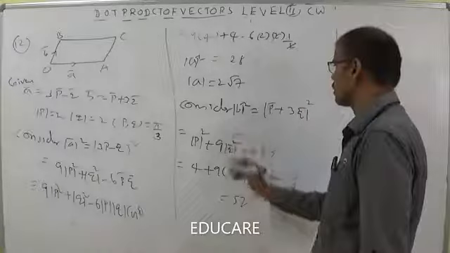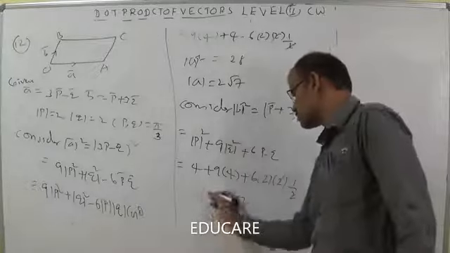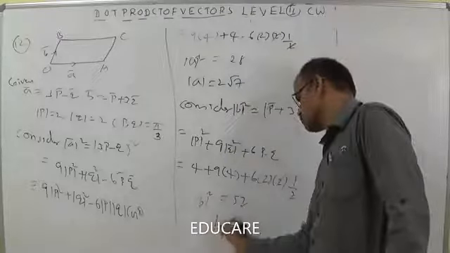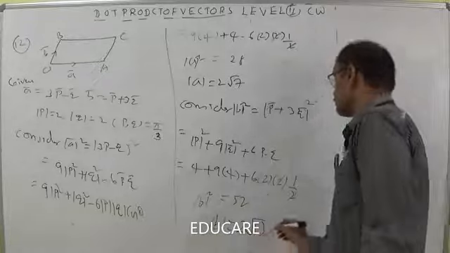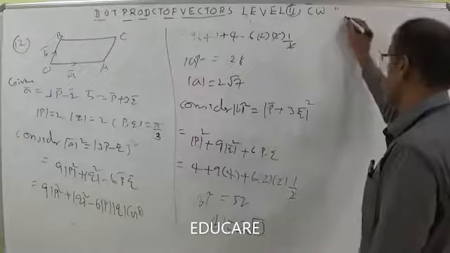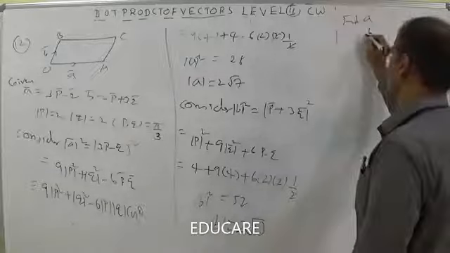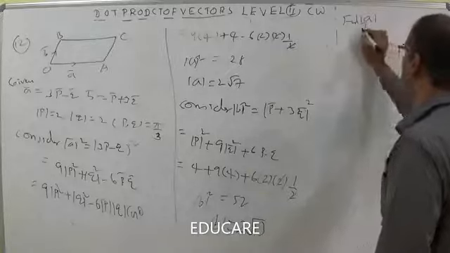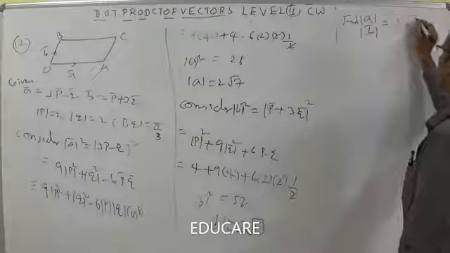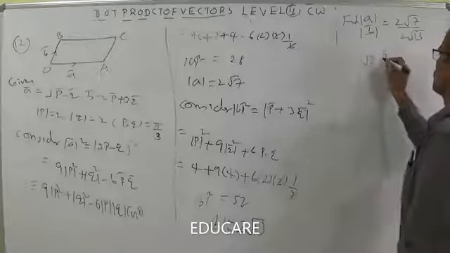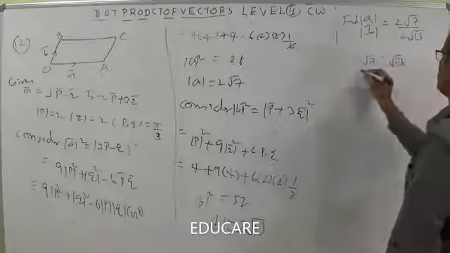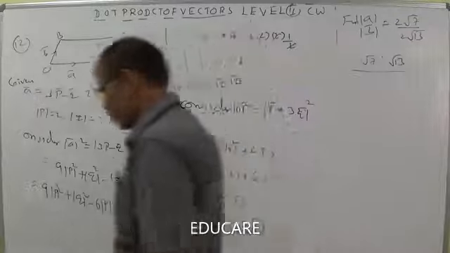So we got the same model separately. This is B square we have taken, so B is equal to 2 root 13. Now find A bar by B bar. Mod A bar by mod B bar is 2 root 7 is to 2 root 13. Then you can write the ratio, root 7 is to root 13.